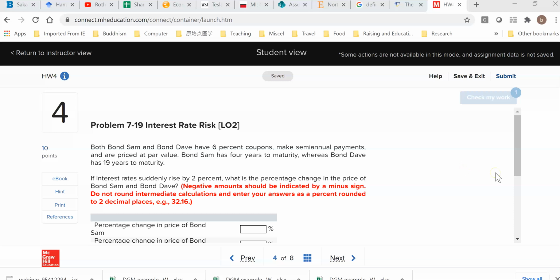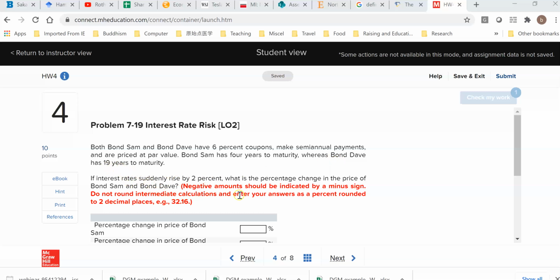This is question number 4 on homework 4 for session 5 on security valuations. So basically, this is a question about two types of bonds, two bonds having similar characteristics except for the maturity. One bond, which is called bond Sam, has a shorter maturity of 4 years, and the other bond, which is called bond Dave, has a longer maturity, 19 years.